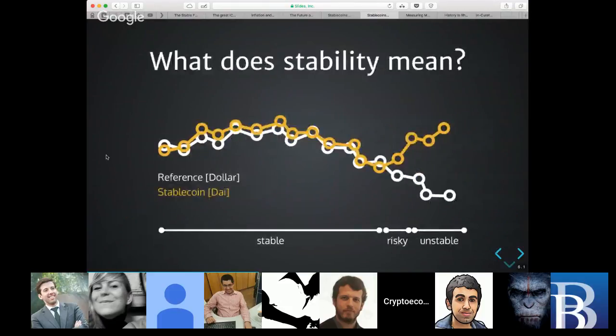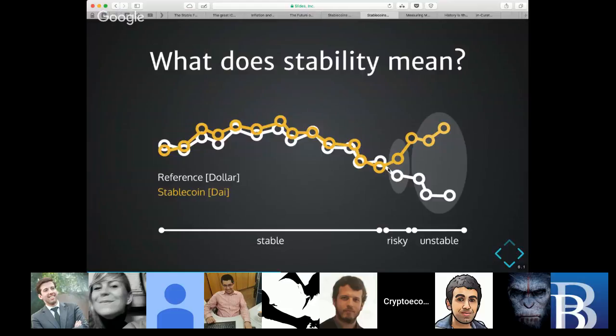But things will not always happen or occur the way that was intended, right? So in the first part of this graph, what you see is things are relatively stable, if you will. So the stable coin is really, really close to the reference, in this case, the dollar. But here at the extreme left, you see two scenarios. One which is risky and one which is unstable.